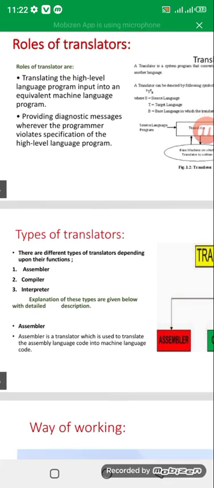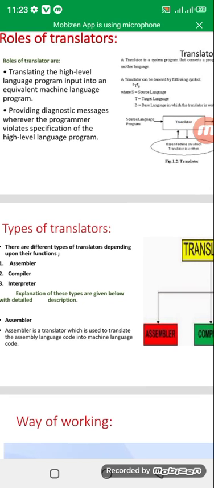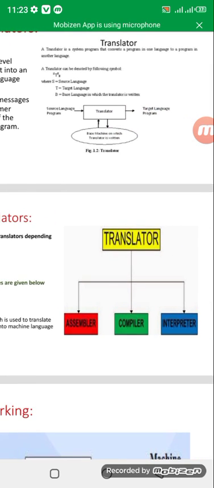Next, we describe the types of translators, how many types there are, what their main functions are, and how they are specific in their actions. There are different types of translators depending upon their functions, and we are discussing three main types here: assembler, compiler and interpreter. As you can see in the picture, the translator has three main types, as written in the yellow box.